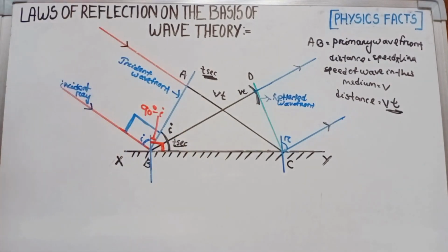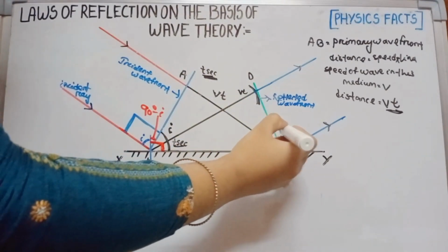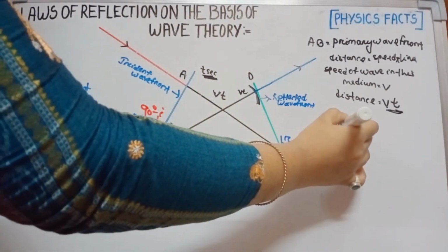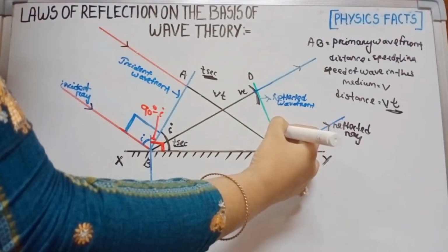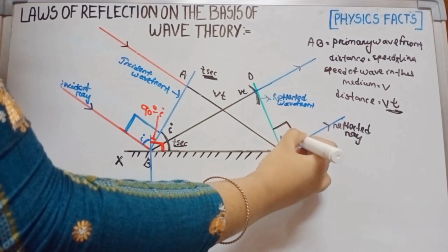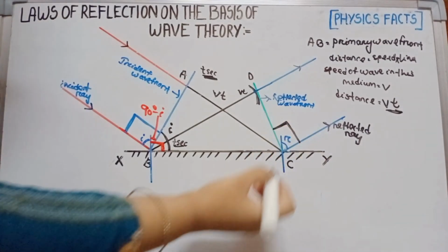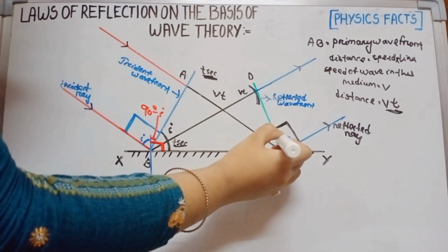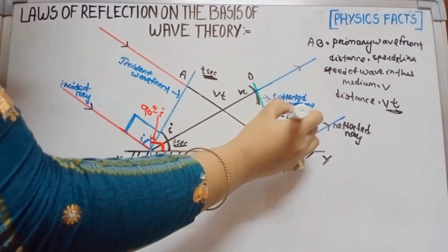Okay, this is angle of reflection. Here this one is the reflected ray. This reflected ray is perpendicular to the reflected wavefront. So this one is the 90 degree. If this angle is r, then what is this angle? This angle is 90 minus r.